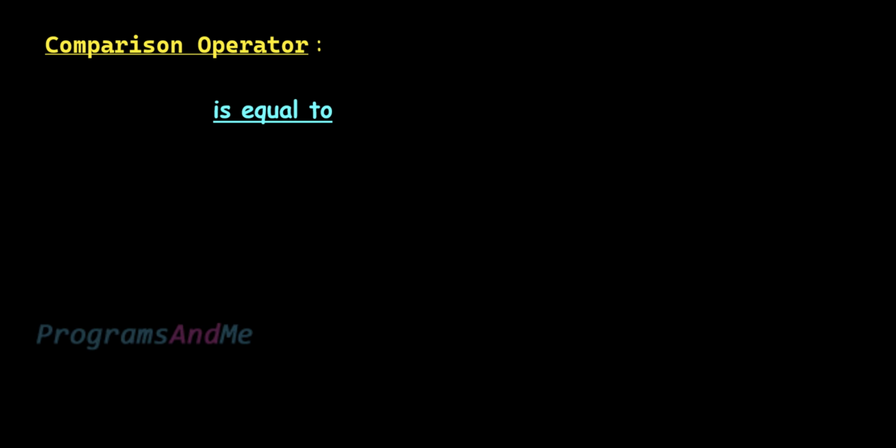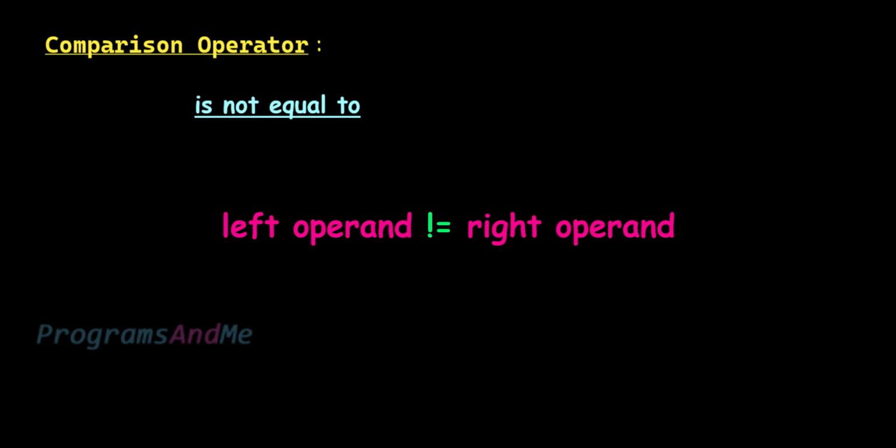So the next comparison operator is not equal to. The symbol is this. The syntax is left operand, the operator, right operand. If the left operand is not equal to the right operand, then we'll get the result as true. If the operands are not equal, then we'll get the result as true. If the operands are equal, then we'll get the result as false.